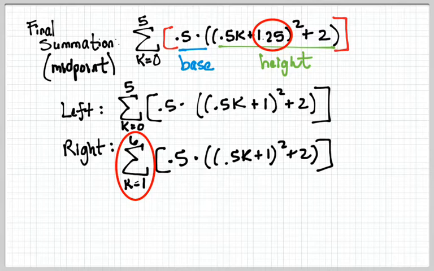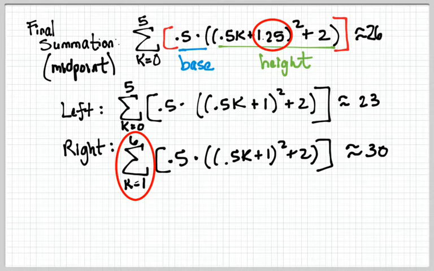Now all three of these will give you different answers. I don't have the exact answers on me, but I think it's something like the midpoint is around 26. The left endpoint's around 23. I think the right's around 30. Now it's to a decimal, so these are definitely rounded, but again you'll notice that the midpoint is the best estimate of the area under the curve.